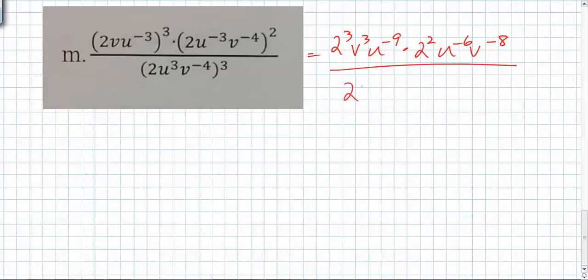And what does the bottom become? 2 to the u to the v to the. So are there automatically something you can cancel? Just kill those immediately, right? Now let's clean up the top. What does the top become?